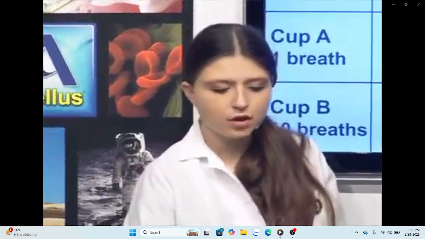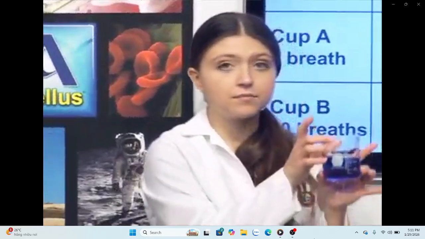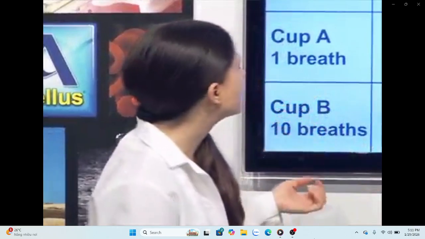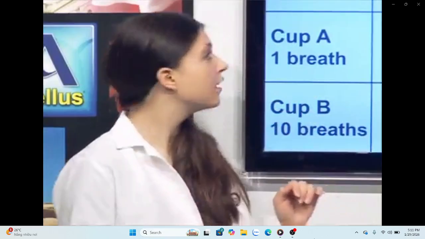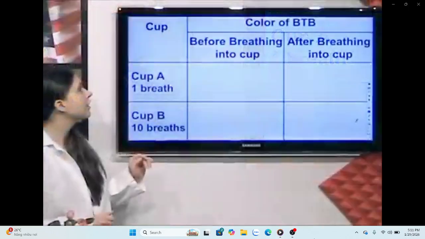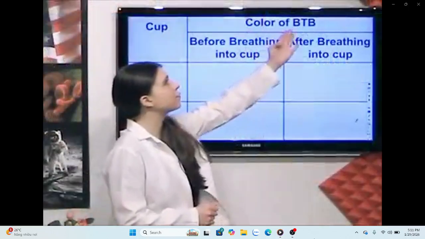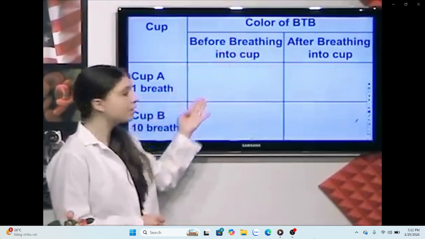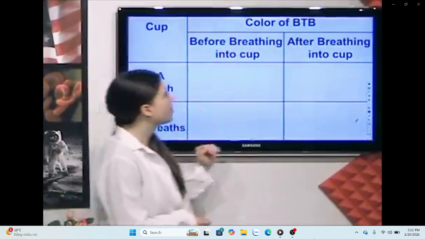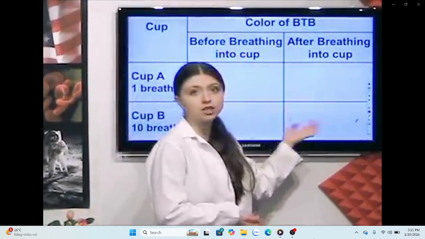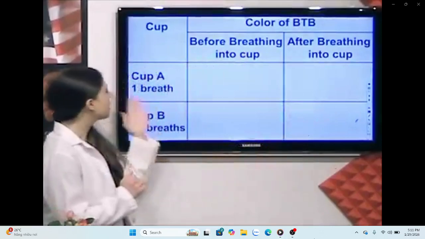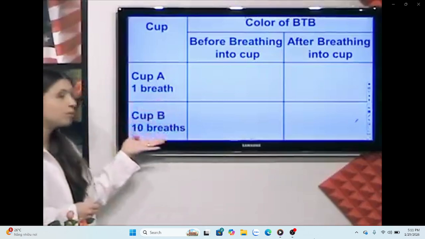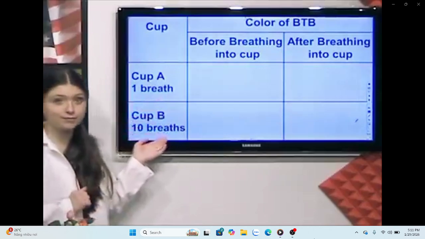Now in our experiment, we're going to be using some BTB solution. What we're going to be doing is putting some of this solution in cup A and cup B. And then we're going to look at the color of the BTB. We're going to look at the color before breathing into each cup and put it into this table. And then we're going to look at the color after breathing into each cup. But the special thing is in cup A, we're only going to put in 1 breath. But in cup B, we're going to put in 10 breaths.